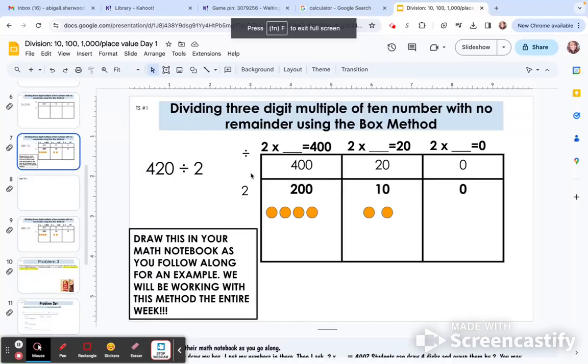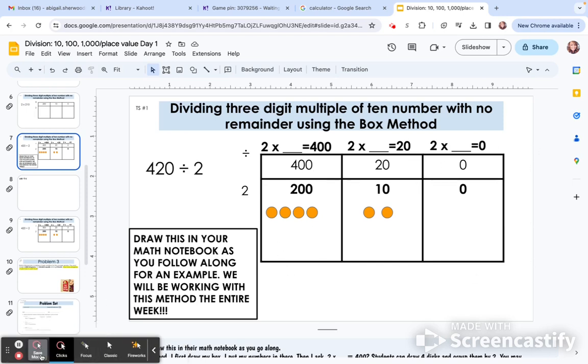Okay, you guys, so today we're going to be dividing a 3-digit multiple of 10 number with no remainder using the box method. So the first thing you're going to do is make a box, and in that box, you're going to put the 2, which is your divisor. You make the division sign.